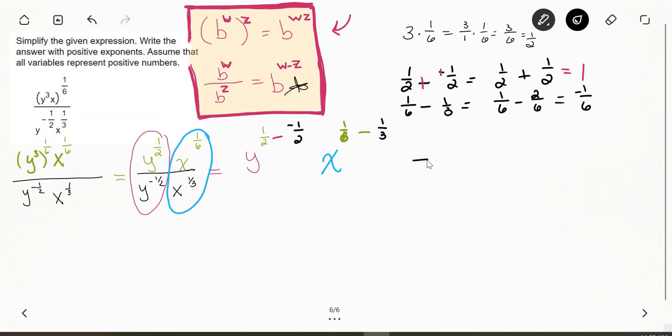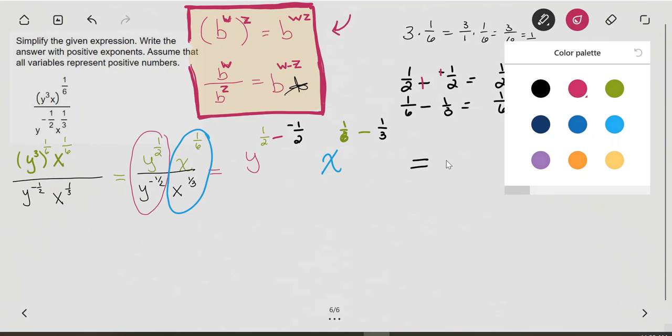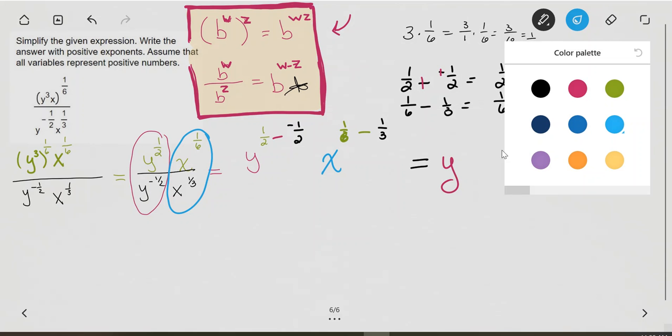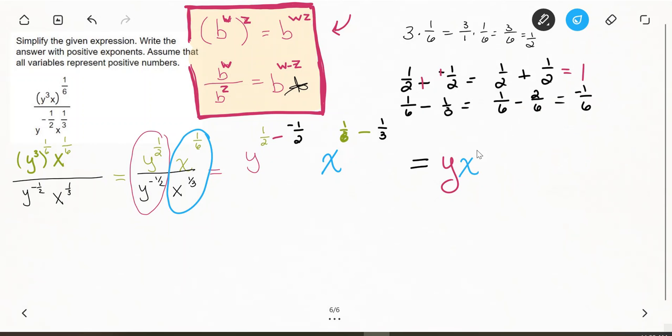So this would equal, oh, you'll have to pardon that alarm in the background. If you hear that, it's the warning system practice, right? So please ignore that. So what do we have here? We've got y to the 1, so just y, times x to the negative 1/6.